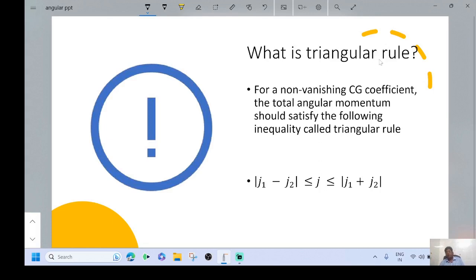What is the triangular rule? For a non-vanishing CG coefficient, the total angular momentum should satisfy the following inequality called the triangular rule. The value of J should be greater than or equal to J1 minus J2 and less than or equal to J1 plus J2. If this condition is satisfied, the CG coefficient is not vanished. Otherwise, the CG coefficient is vanished. This is written as J1, J2, J. This is equal to three sides of a triangle. Therefore, we are calling this one the triangular rule.